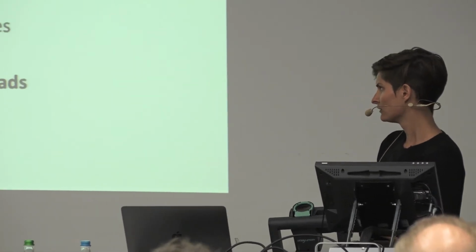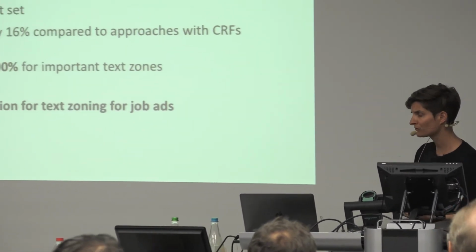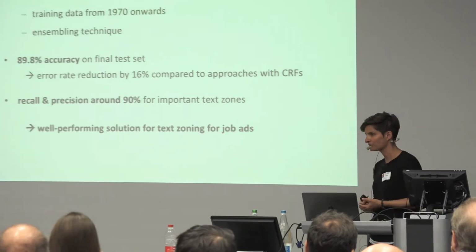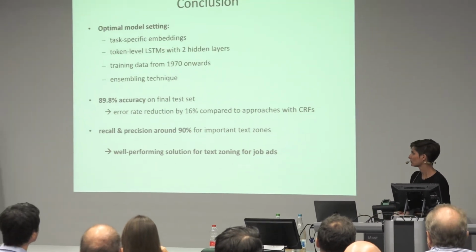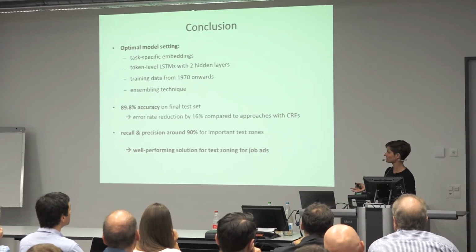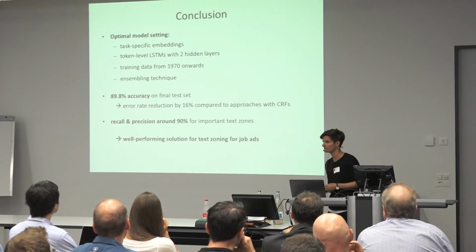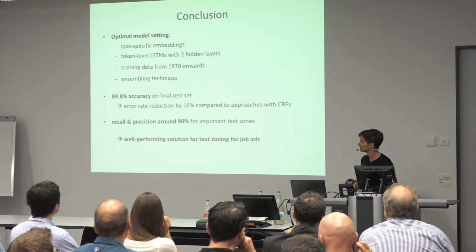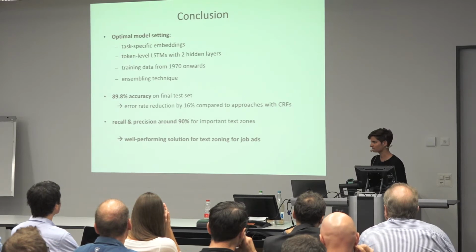And with this setting, we reach an accuracy of 89.8% on the final test set. And compared to previous approaches with conditional random fields, this is an error rate reduction by 16%. For the text zones that are most important to us, we have recall and precision around 90%. So we can conclude that we built a solution for text zoning for job ads which is quite well performing and which should facilitate us the subsequent information extraction.